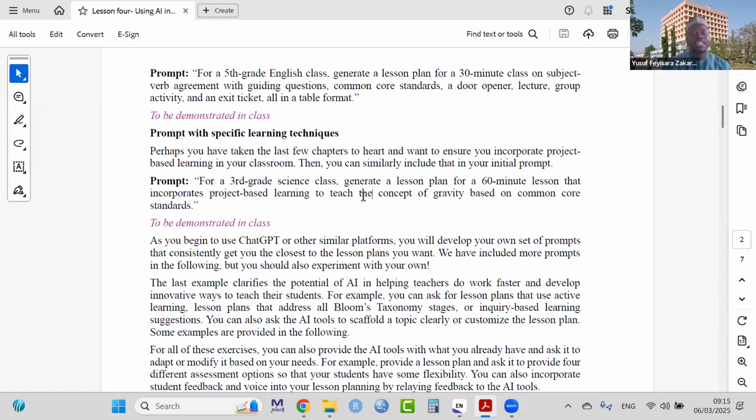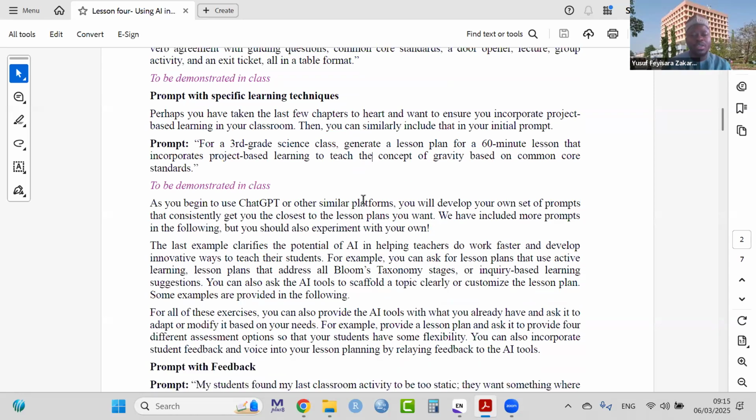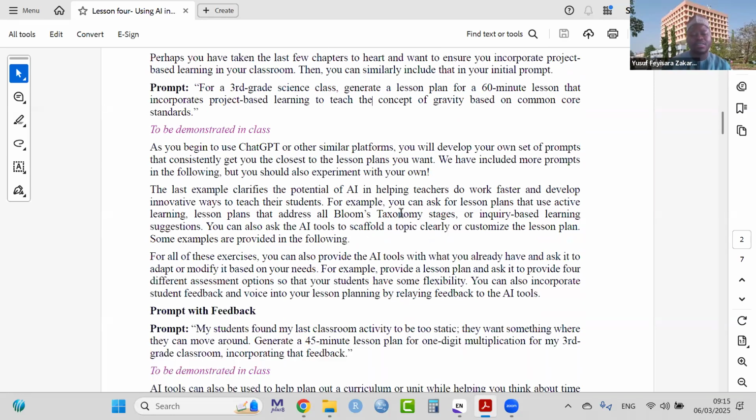So we have just learned how to use AI to design a lesson plan based on some specific techniques, or a specific teaching method, teaching model, learning model, or approach to teaching. So you can adapt this, you can work on this, and then you'll be happy with what you generate at the end of the day.